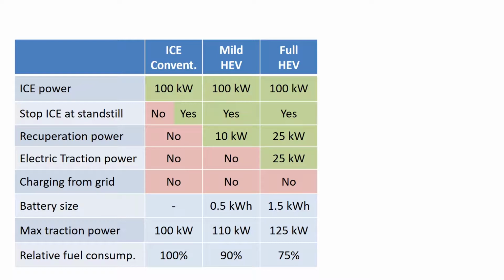A full hybrid cannot be charged from the grid, and it has a battery capacity in the order of 1.5 kilowatt-hour. Using the electric machine for boosting, the maximum traction power can be up to 125 kilowatt. A full hybrid typically consumes 75% of the fuel compared to a conventional powertrain.